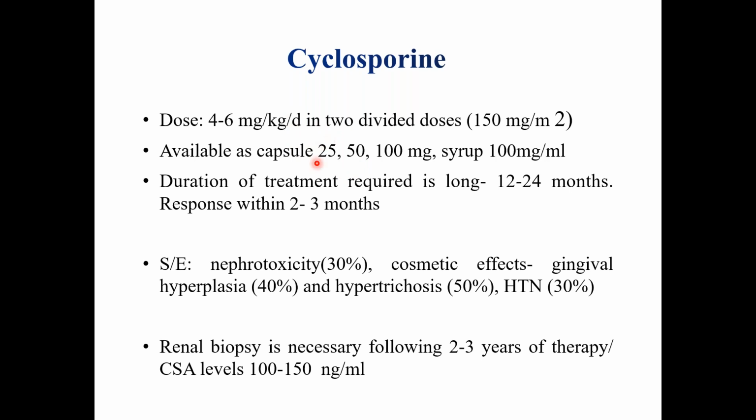It's available as capsules of 25, 50 and 100 mg, and a syrup of cyclosporine is also available. So this is a major advantage that you can again use it in younger patients who will not be able to take capsules, and the general treatment requirement is around 1 to 2 years. Most patients, when you start them on cyclosporine, especially in steroid resistant disease, you will find that the effect comes only after the first 2 months. So the median time to response in most studies is around 10 to 12 weeks. So we do not expect an immediate response, and we need to communicate this to the parents as well.